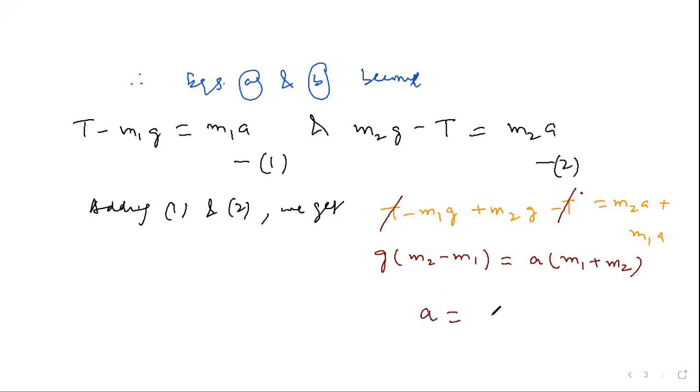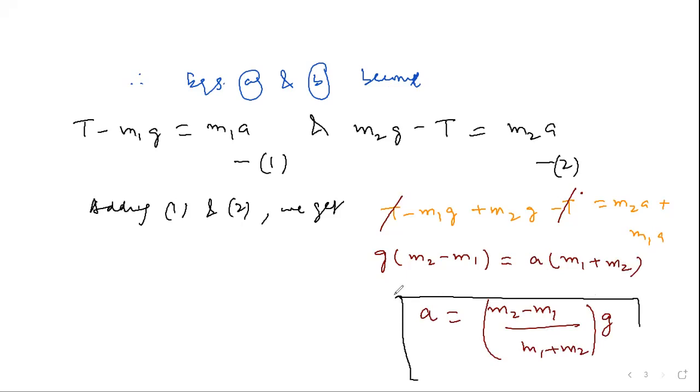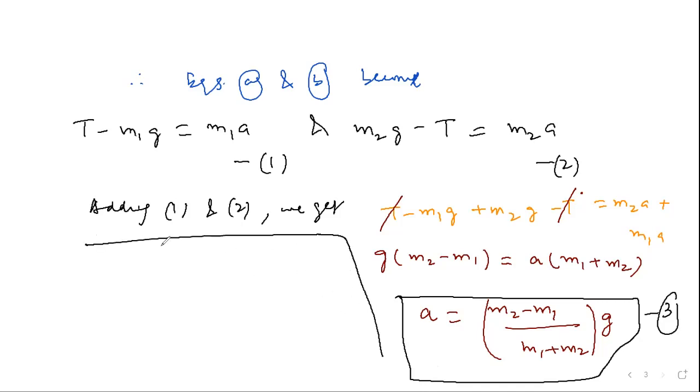Solve for A, I get M2 minus M1 by M1 plus M2 times G. So this is my acceleration. Let it be 3. A equals M2 minus M1 times G by M1 plus M2, right? Now using 3, you can use 3 in 2 or first. That's up to you to solve for T.